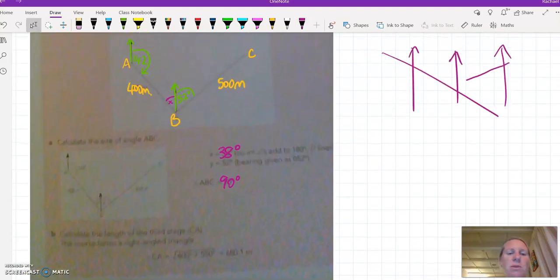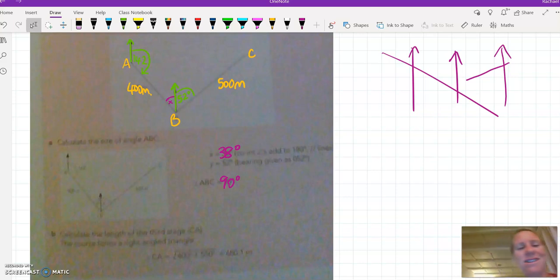All right, part B says calculate the length of the third stage. This is very difficult to read, so I'll go back to the book. Here's the third stage there, which is the line CA, or from C to A. They mentioned that it forms a right angle triangle. We already knew that because that angle ABC was 90 degrees, wasn't it? So we've got a right angle triangle here. Nice. So we want to find that length of the third stage.